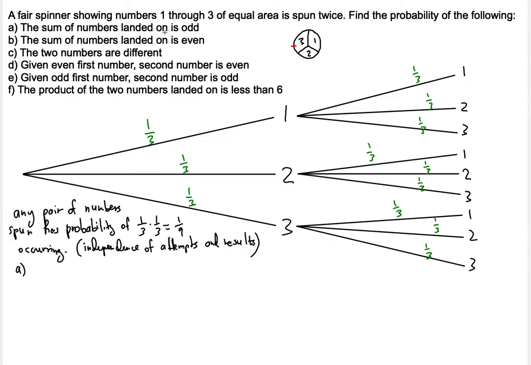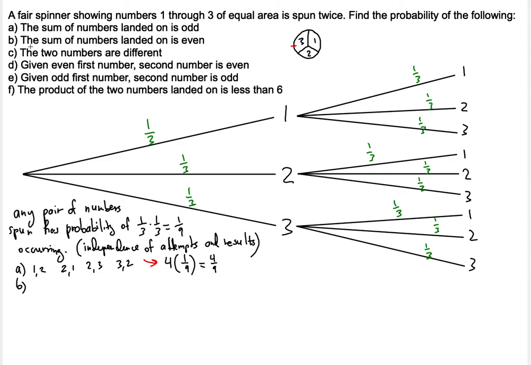The sum of numbers landed on is odd. How do we do that? Odd can be the following pairs. It can be spinning a 1 first, then a 2. An odd number and an even number, the sum of these will give us an odd number. So even and odd is 1 and 2. We can have 2 and 1, by just switching the order. We can have 2 and 3, and then of course 3 and 2. That's it. Altogether, there are 4 pairs, and for each pair, we know the probability is 1/9. So the probability is 4, because there are 4 pairs, times 1/9, which is 4/9.